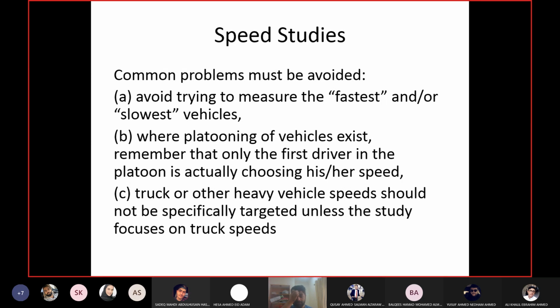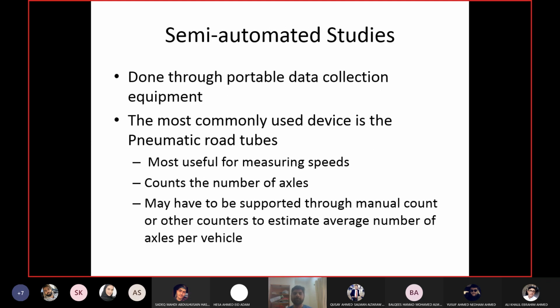Trucks and heavy vehicles should be avoided unless you are doing a study targeted to them. Heavy vehicles should not be part of the speed studies unless your target is to do the studies for heavy vehicles themselves. Because heavy vehicles we know they are slower, so we focus on the normal vehicles which are more in the traffic stream, which are cars. As I said, keep these things in mind when you are doing the studies for your project as well.